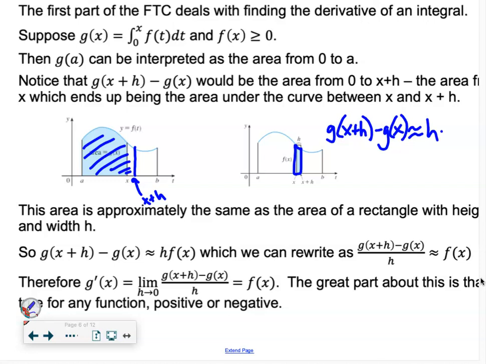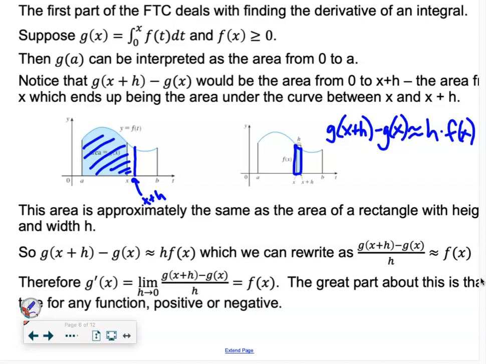And then the height, well, this is our function, right? f of x is our function, really f of t. But anyway, our height would be f of t. We're going to call it f of x now because we're not in integral mode. Later on, we have to switch the variable, but right now, we can go ahead and use x. So the area found by taking g of x plus h minus g of x is roughly the same as h times the height of your function at the value x. It's not exact, but it's roughly the same.